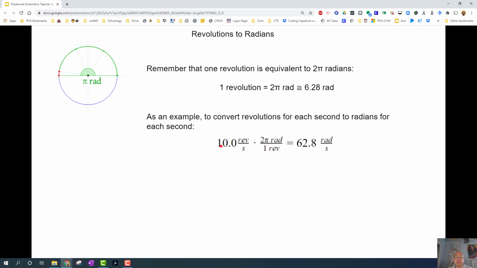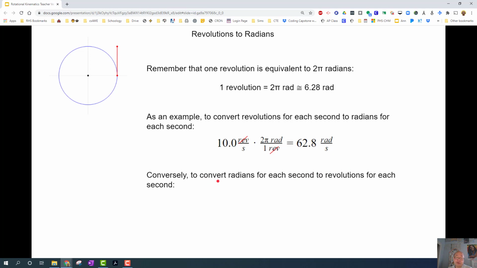had a value like 10.0 revolutions per second, we would use 2 pi radians over 1 revolution to convert that to 62.8 radians per second. Notice that what we're trying to accomplish here is to cross out or to cancel the revolutions in the numerator here and the denominator there so that we end up with radians per second.